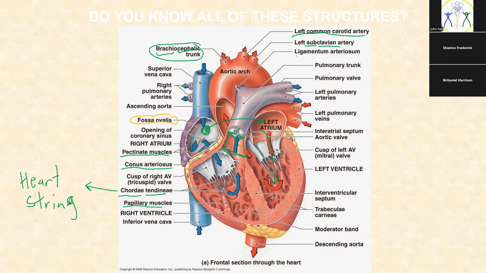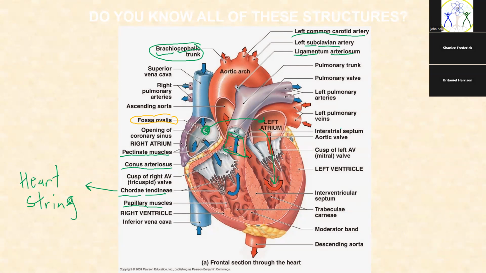Then there is another one you may not have heard of before. The ligamentum arteriosum. As you can see here, it's a ligament that attaches the pulmonary trunk and the aortic arch together. So it helps to keep everything stable as the heart is pumping, right?